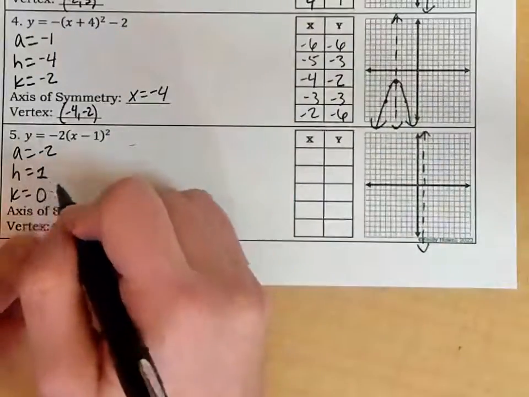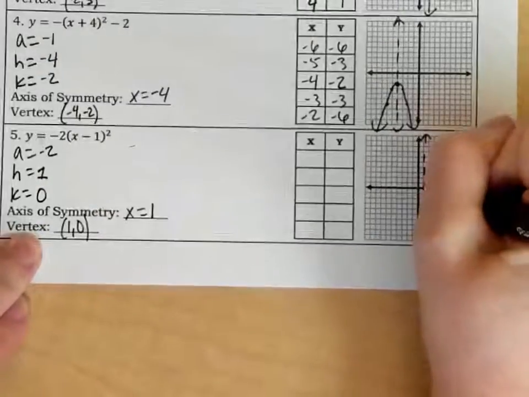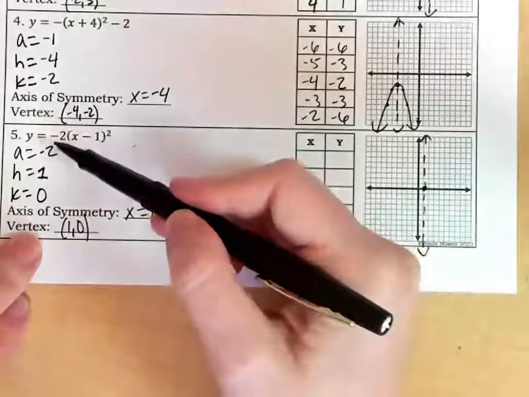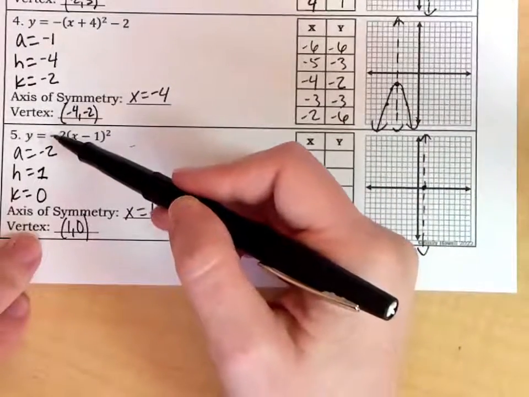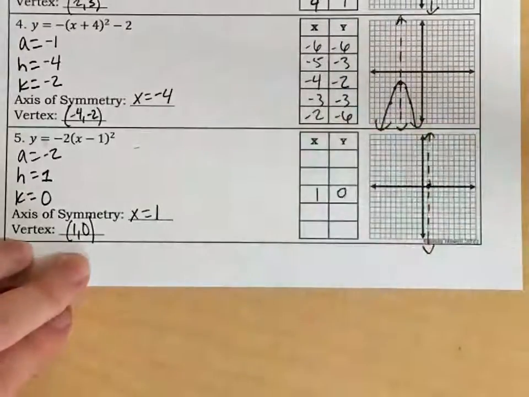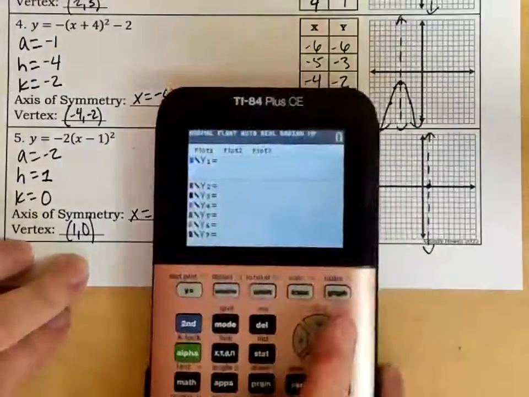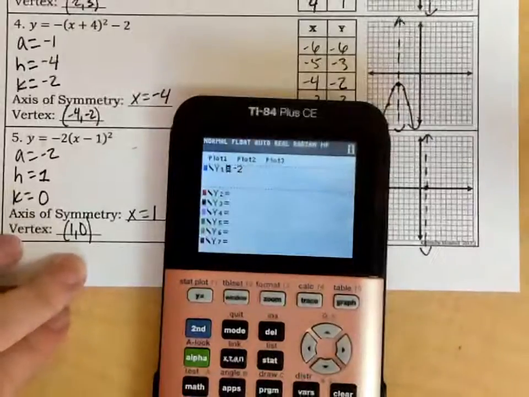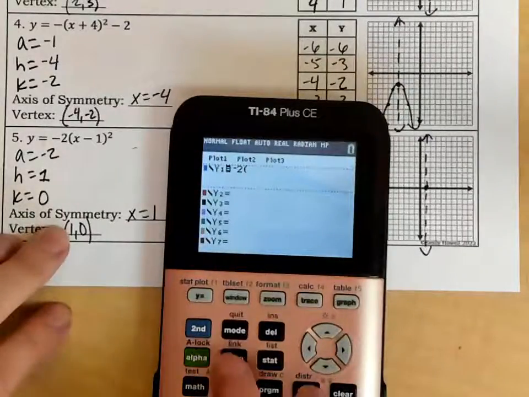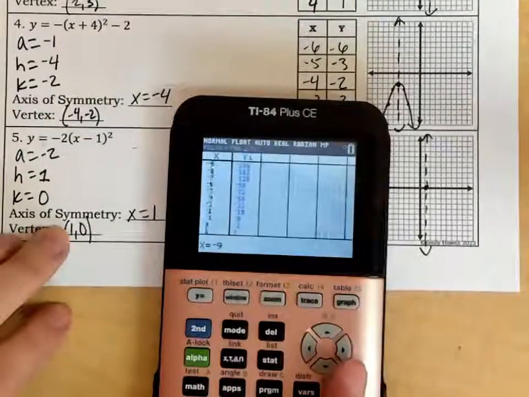The vertex point is going to be (H, K), so 1, 0. So I'm going to have a point right here. And then my graph is going to be opening down. It's a negative 2 here, so I'm going to be going down. So 1, 0 is my middle point. I'm going to go ahead and plug this into my calculator. So negative 2 multiplied by (x minus 1), close that out, square it, and open up my table.